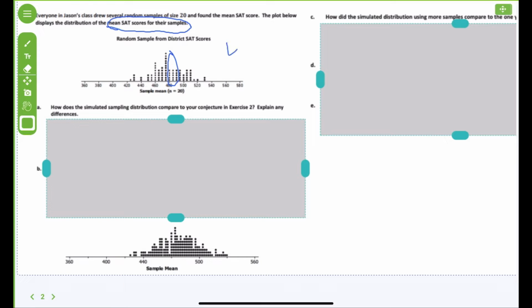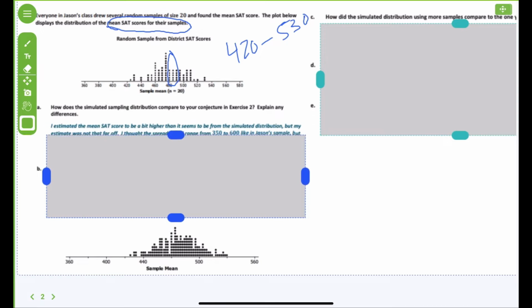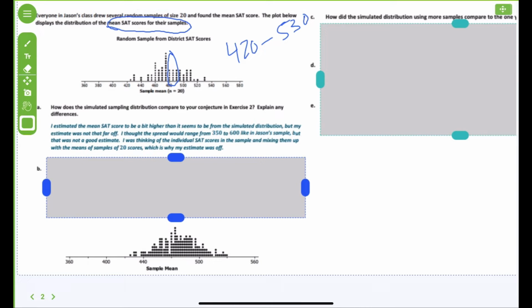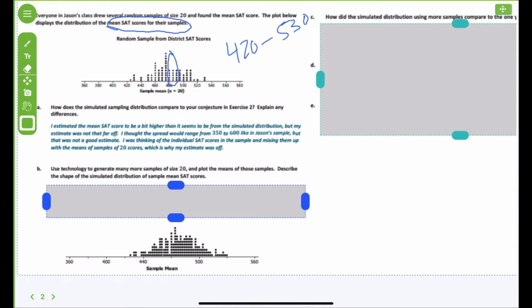Here we have a sample of about 420 to 530. Okay. So it's actually narrowed a little bit because we said 350 to 625. So it's actually narrowed some. Okay. And that's probably just all that's going to say. Estimate the sample to be a bit higher than it seems to be in the simulated distribution, but yeah, that's what it says there. All right.